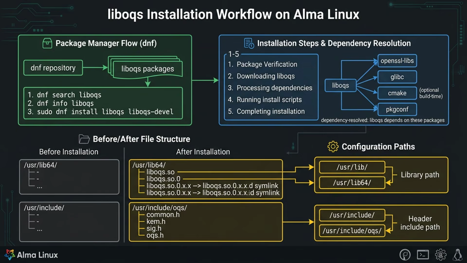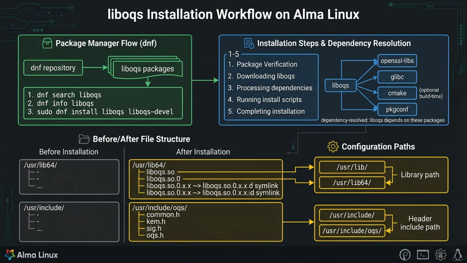Let us begin. First step is installing the liboqs library. Liboqs is the open source library that implements post-quantum algorithms. On Alma Linux, use the DNF package manager. Run dnf install liboqs. The package manager resolves all dependencies automatically. Liboqs installs to /usr/lib. Header files install to /usr/include. Once installed, OpenSSH can use post-quantum algorithms. Liboqs is the foundation for post-quantum cryptography on Linux. Without liboqs, post-quantum SSH cannot work.